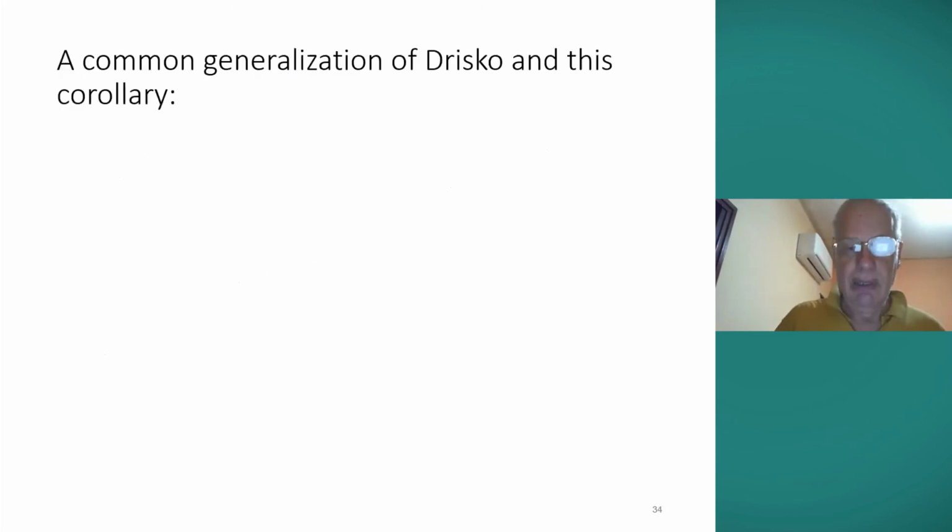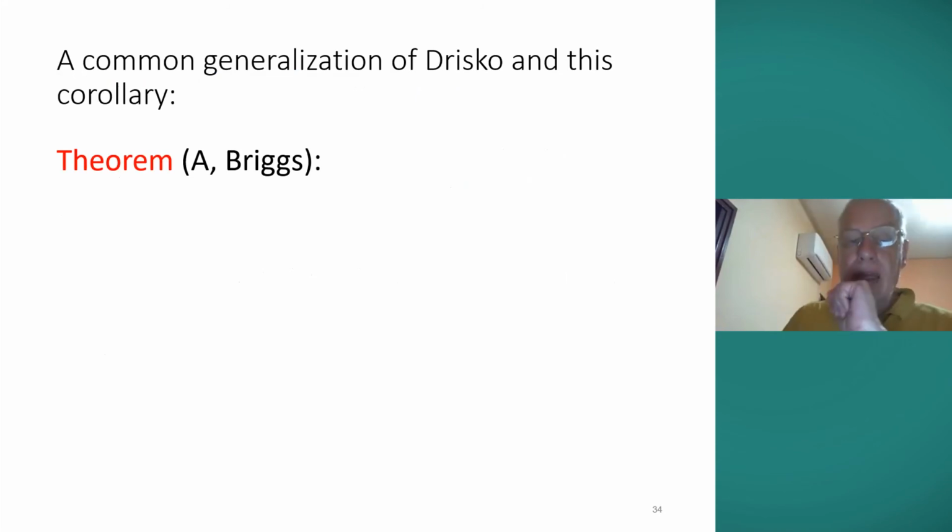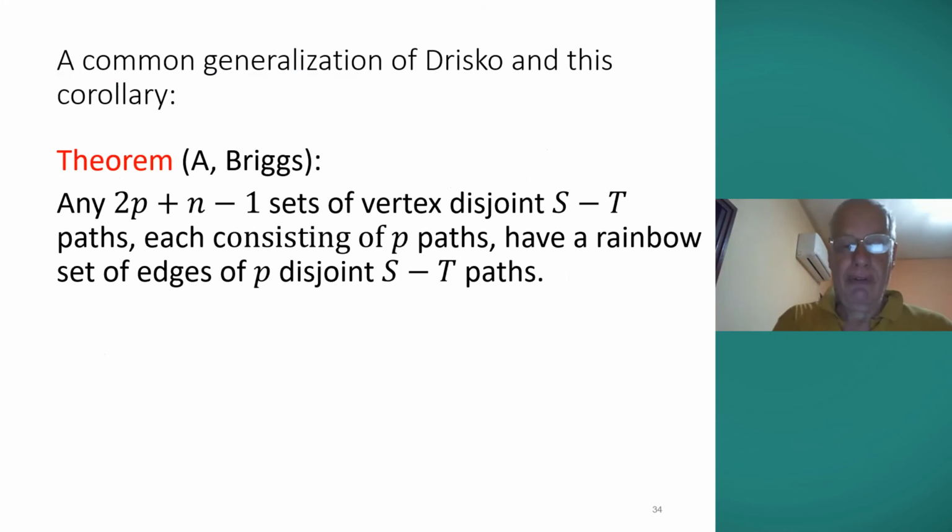Now let me just mention a recent result, with Joe Briggs. Here is a theorem that generalizes both Drisko and the last lemma that we mentioned. We have two parameters, P and N. Suppose that you have 2P plus N minus 1 sets of vertex disjoint ST paths, each consisting of P paths. Don't worry, I'll give you examples that will simplify things. The theorem is that if you have families of P paths from S to T, and you have 2P plus N minus 1 of them, then you have a rainbow set of matching edges that contains P disjoint ST paths, a family of P disjoint ST paths.